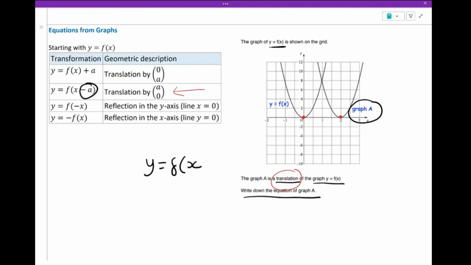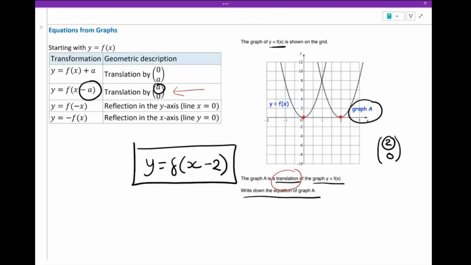Let's write out the vector of my translation. We said it's moved 2 to the right, so that's going to be (2, 0). Remember, this value here is the a. Therefore, the negative a is going to be negative 2. So the equation is going to be y equals f of x subtract 2. That would be my final answer. Let's have a look at another question.